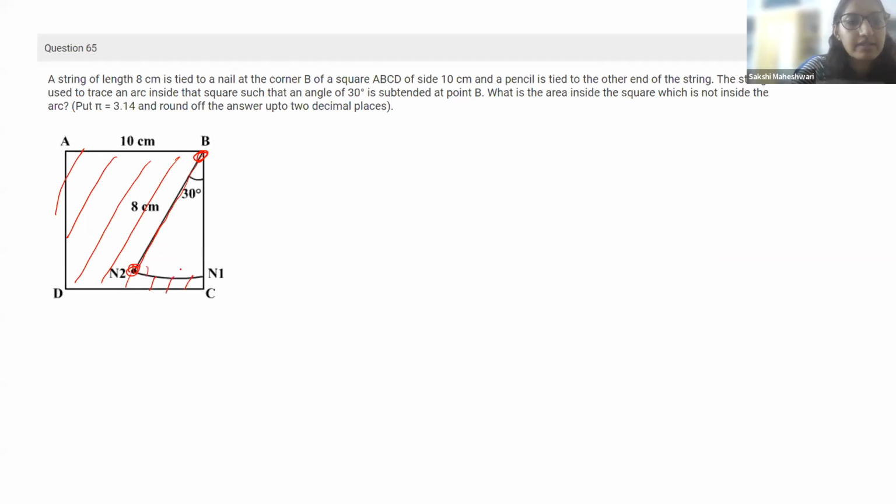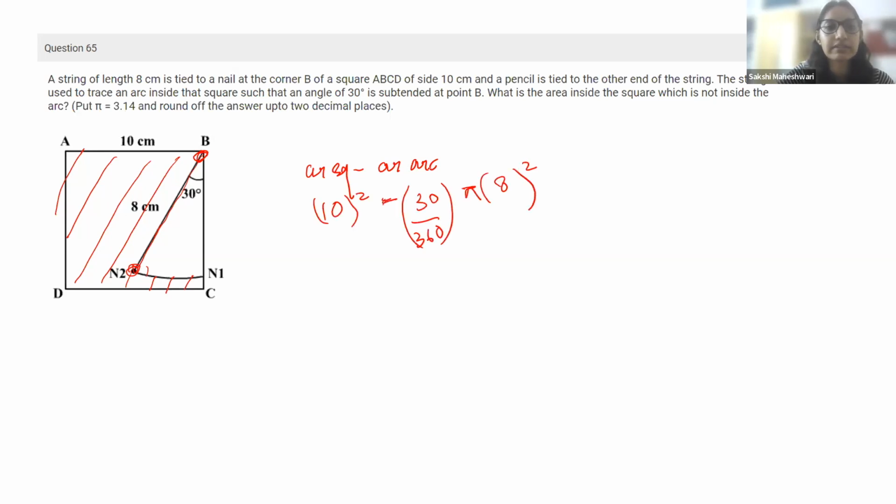Area of square minus arc. This will be 10 squared, and this will be 30 by 360. You know, theta by 360 into pi r squared. Easy, very easy, okay?